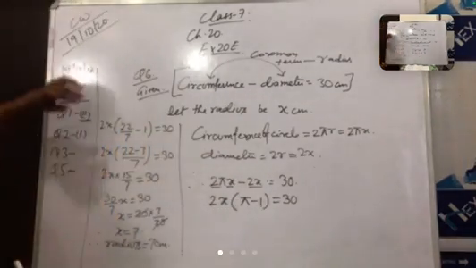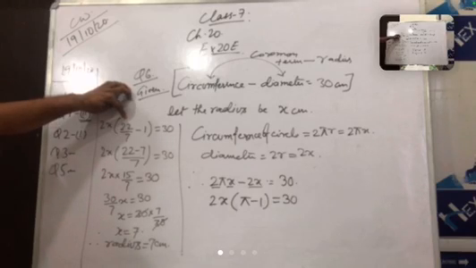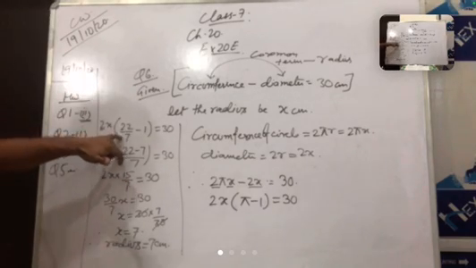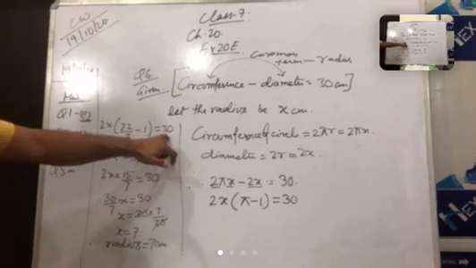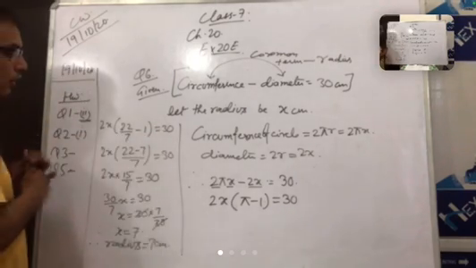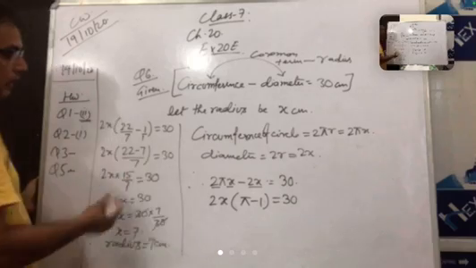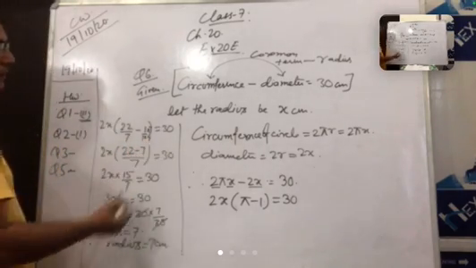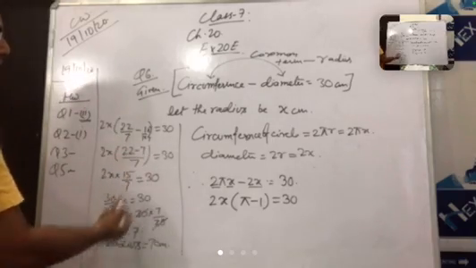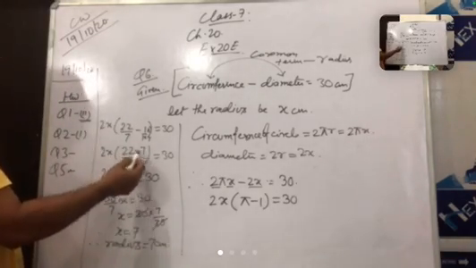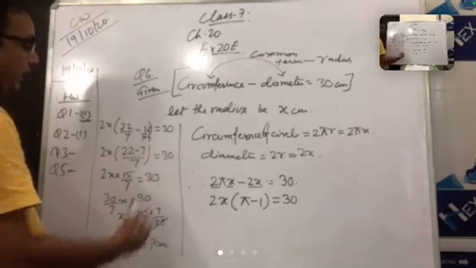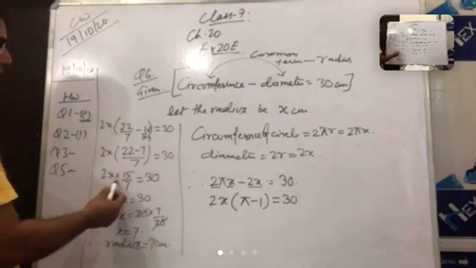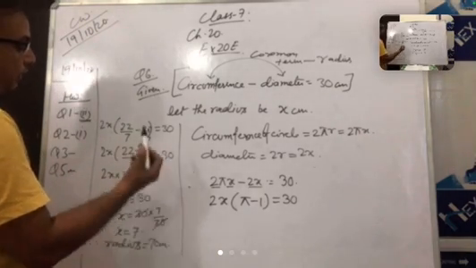Now, we know that the value of pi is 22 upon 7. Okay, so 2x bracket 22 upon 7 minus 1, which is equal to 30. And we can solve this by LCM only. So we know that if we multiply this by 7, the common LCM will be 7. So 2x bracket 22 minus 7 upon 7 is equal to 30. Now 22 minus 7 is 15. 2x multiplied by 15 upon 7 is equal to 30.